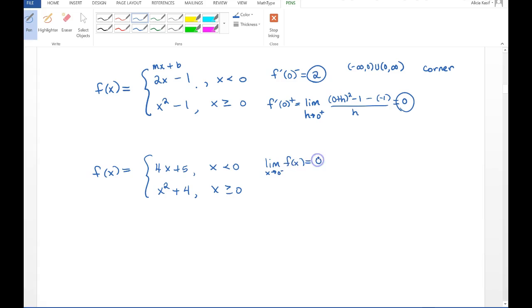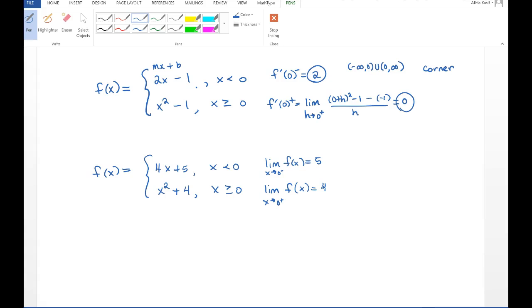If I plug in 0 from the left, it's 5. Why isn't it 4? No, I'm not talking about the derivative. One's prime and one's not. This was the derivative. When we first did continuity in the last one, I said just plug in 0, and we got -1. Plug in 0 here, we got -1. So this is really doing the same thing.